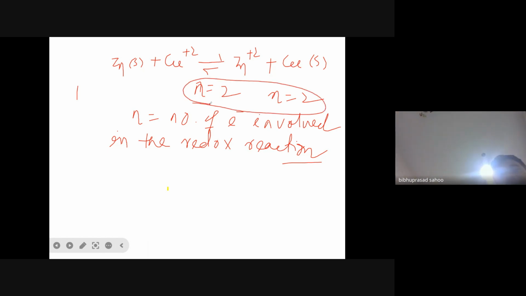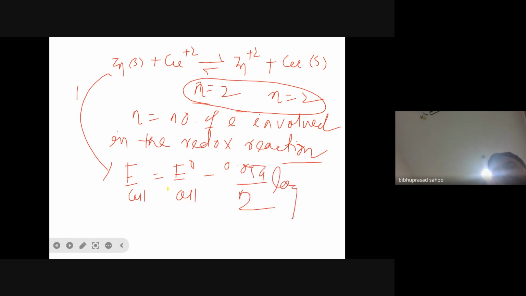Yes. Very nice. So students, the reaction will be E cell is equal to E naught cell minus 0.059 divided by 2 log of concentration of Zn2 plus divided by concentration of copper 2 plus.